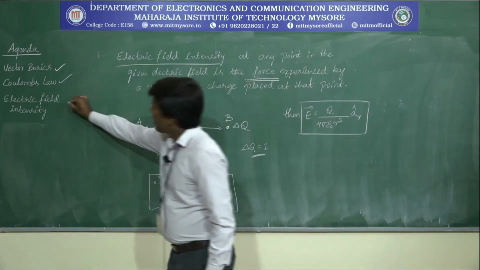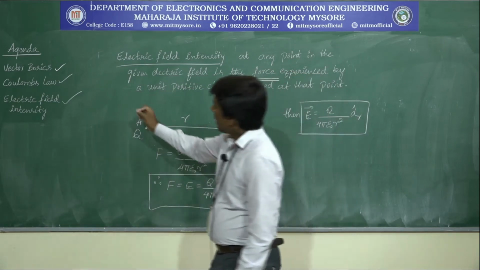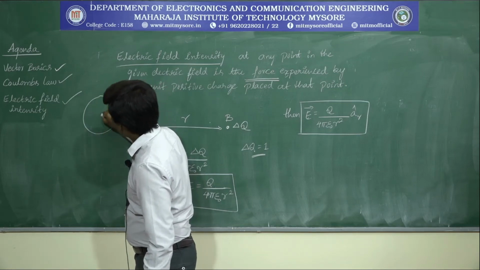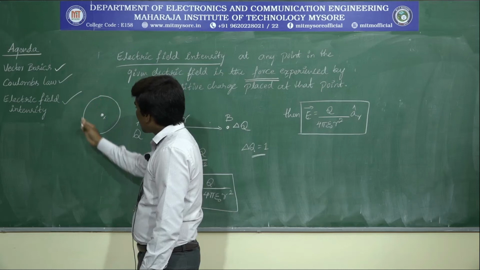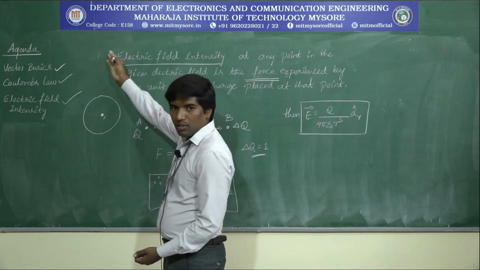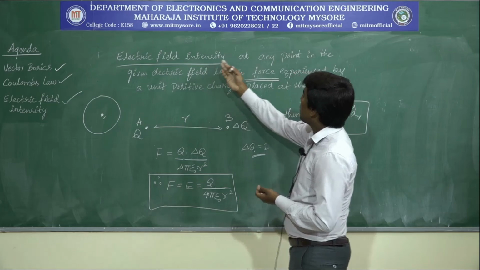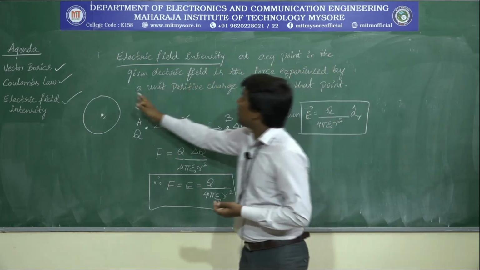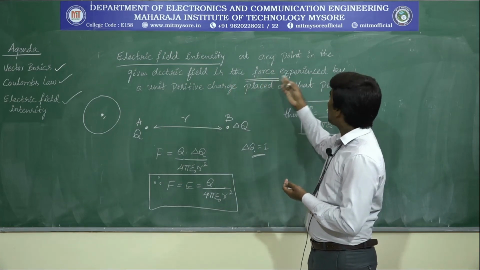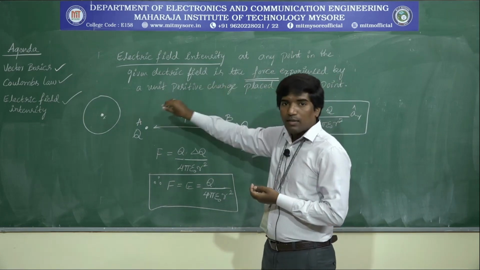Coming to the last point, electric field intensity. What do we mean by electric field intensity? We know that a particular electric charge creates a field around it. If we consider this as an electric charge which creates an electric field around it, when another charge comes into contact with it, it exerts a force on that charge. This is called electric field intensity. Coming to the definition, electric field intensity at any point in the given electric field is the electrostatic force experienced by the unit positive charge placed at that point.